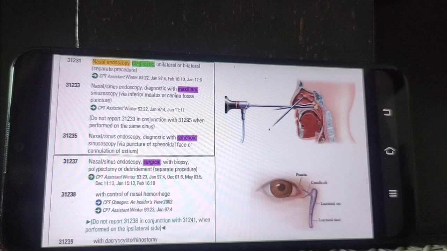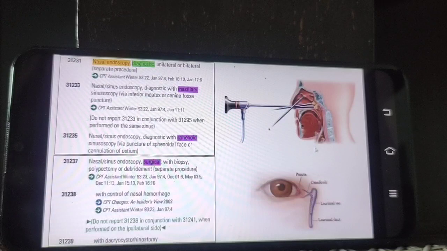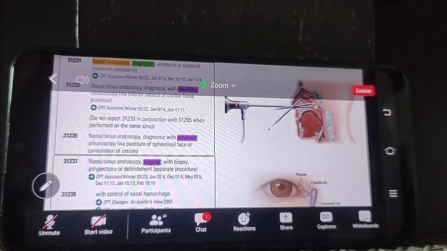Doctors control the nasal bleeding. Then 31239 for dacryocystorhinostomy. That means the procedure is performed on the lacrimal gland and lacrimal duct. So these are the procedures.